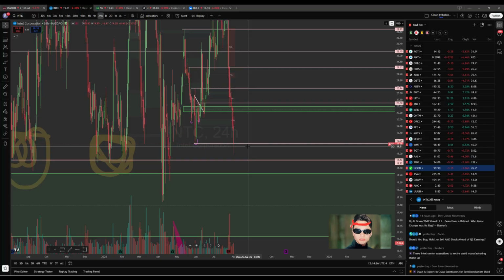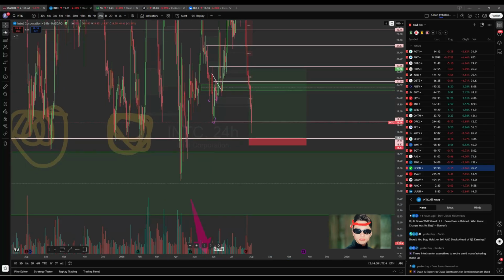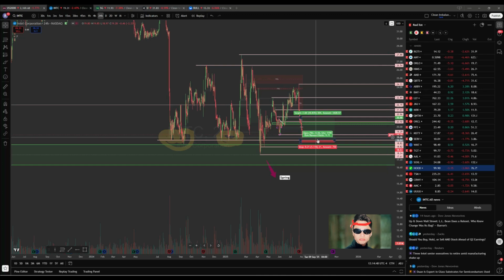Maybe for a risk reward of something like this. And if it doesn't hold, then I would just wait for price to come to these lows, this area right here. But yeah, Intel's still weak.